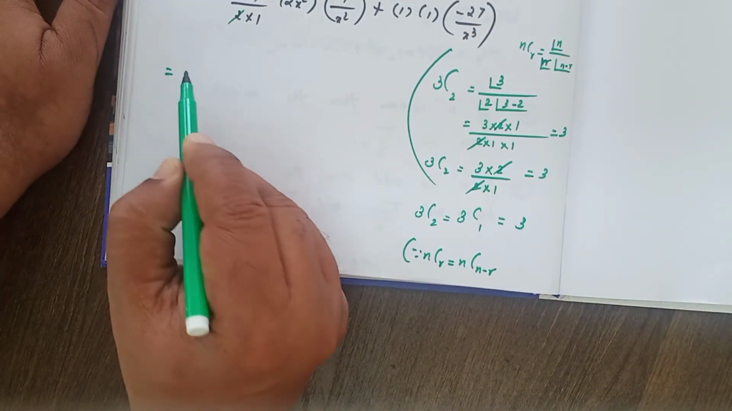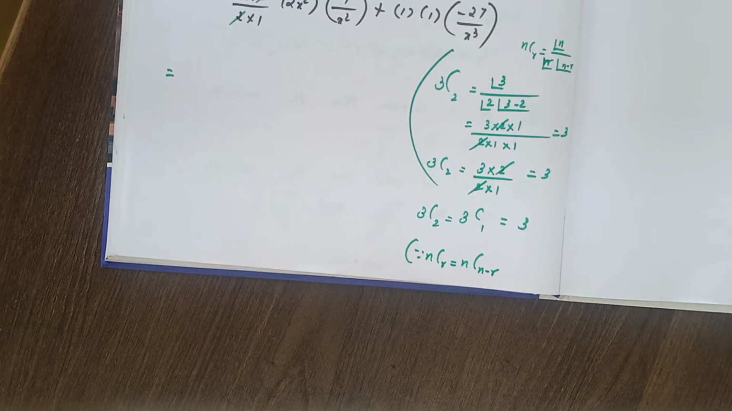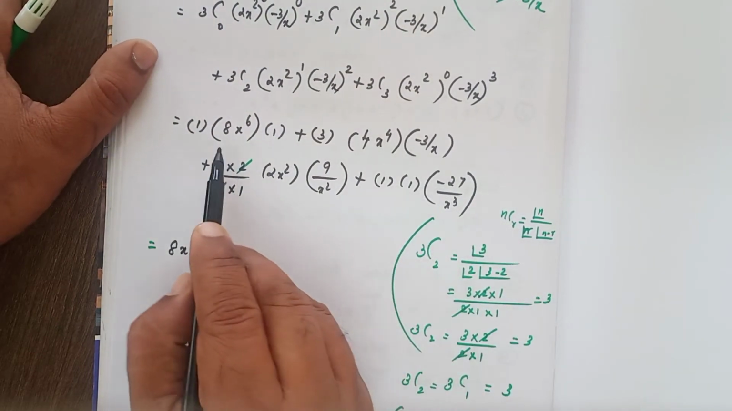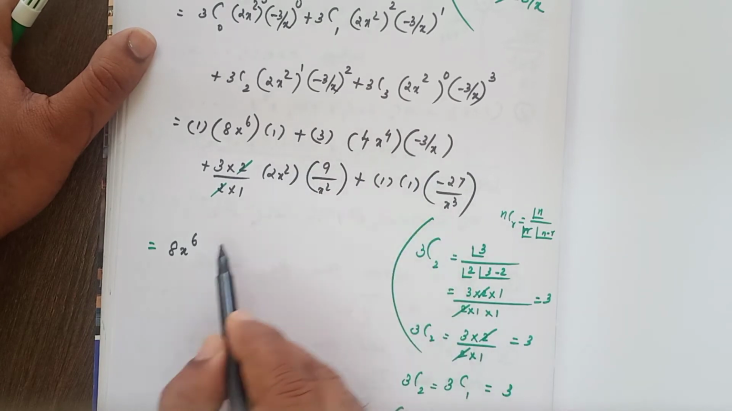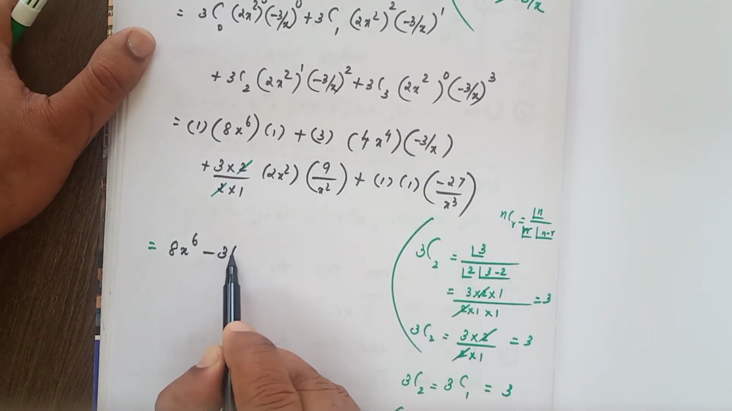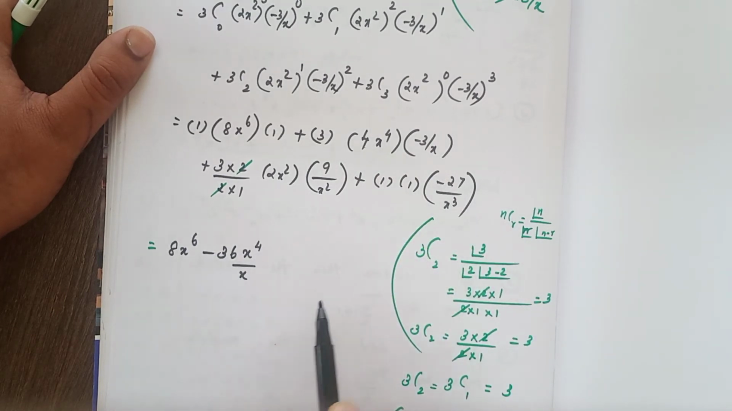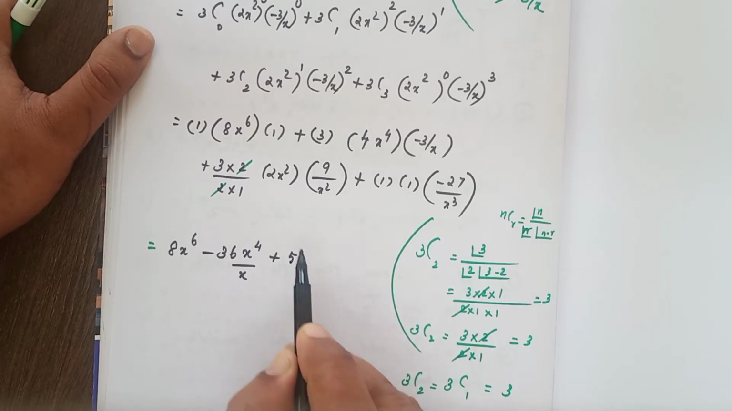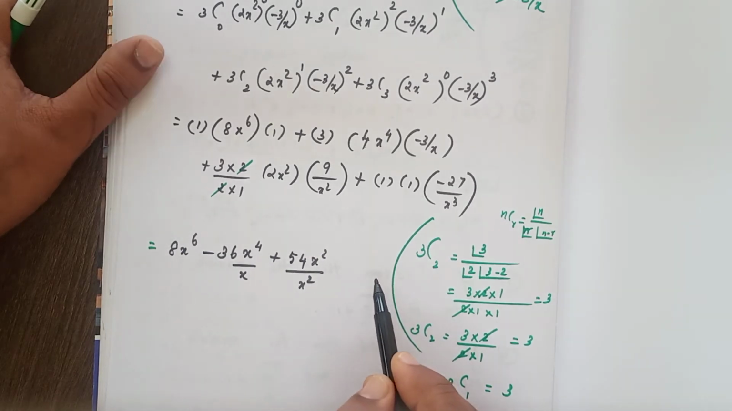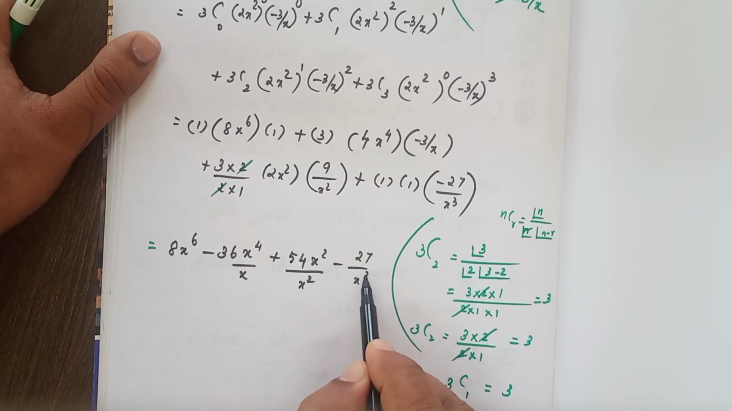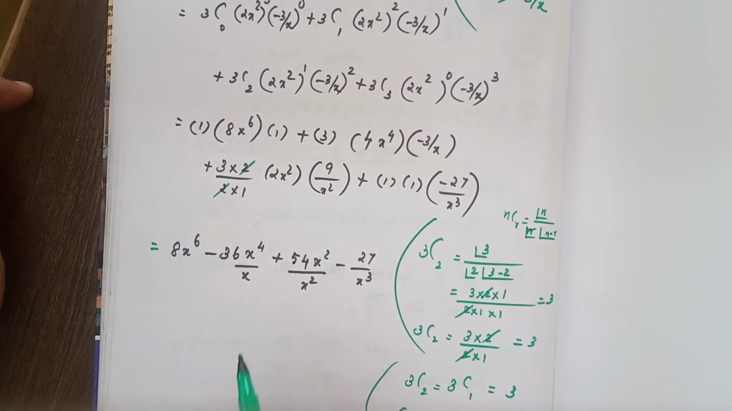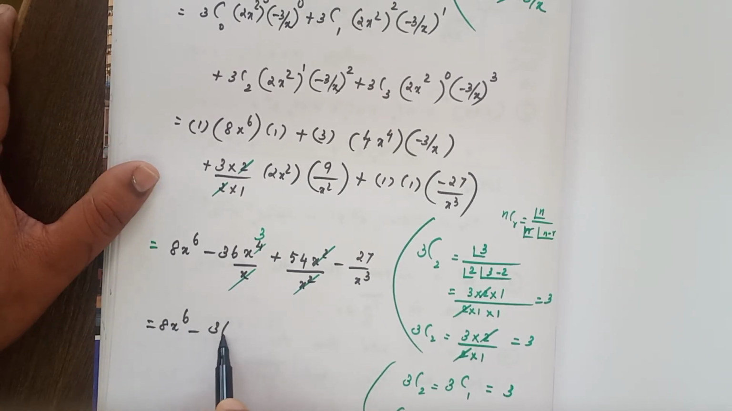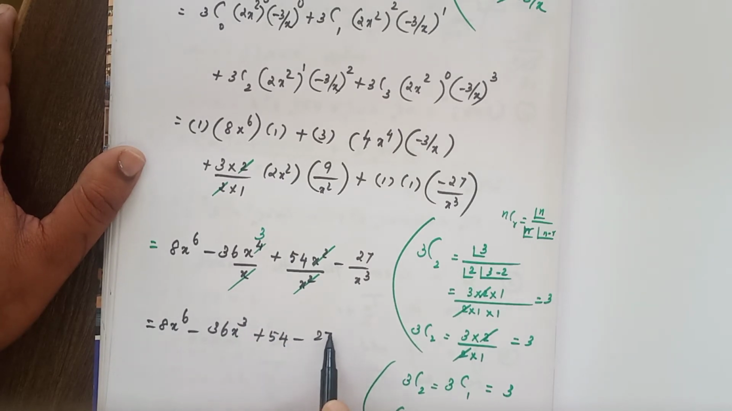Now we have to simplify. That is equal to 1 into 8x power 6 into 1. If you multiply, you will be getting 8x power 6. Plus into minus, minus, 3 4s are 12, 12 3s are 36, x power 4 by x. After that, we can simplify x power 4 by x. Now, plus, 3 2s are 6, 6 9s are 54, here x squared, here also x squared by x squared. Plus into minus, minus, 1 into 1 into 27, 27 divided by x cube. Now we can simplify. If you simplify, we'll be getting x cube as one x gets cancelled, and here both x squared get cancelled. So the answer is 8x power 6 minus 36x cube plus 54 minus 27 by x cube.